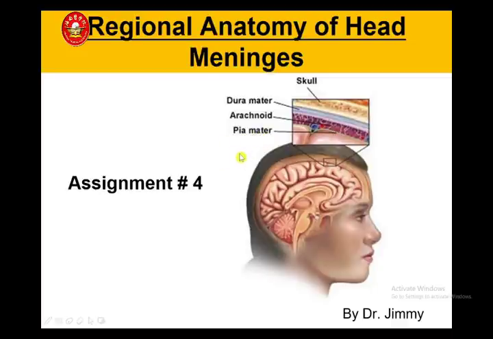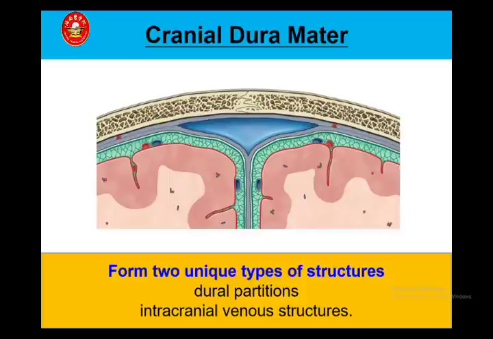Cranial meninges are continuous with and similar to the spinal meninges down to the foramen magnum, with one important distinction, which I will talk about in a moment: what is the difference between the cranial and the spinal dura mater. Let's carry on to the cranial dura mater.